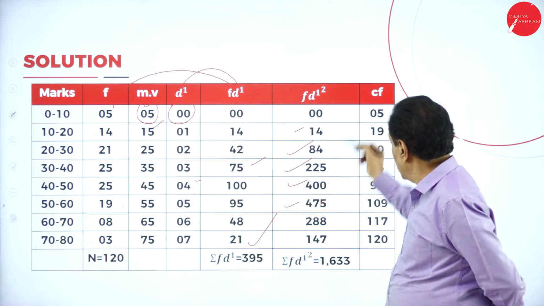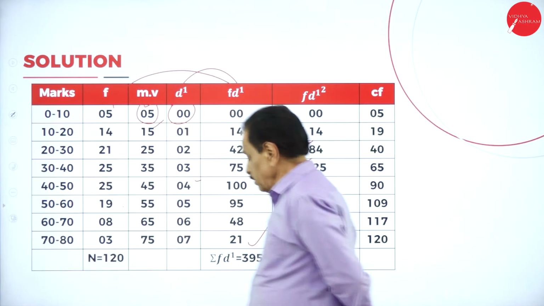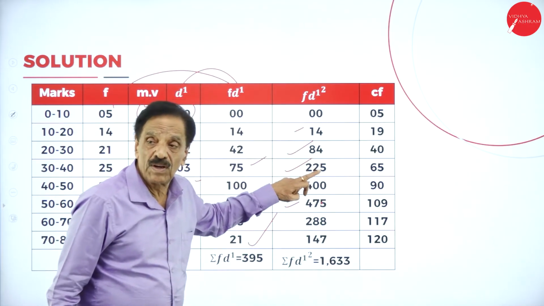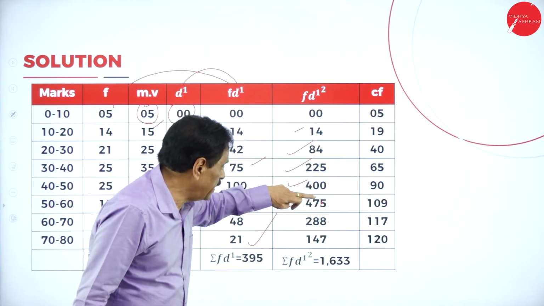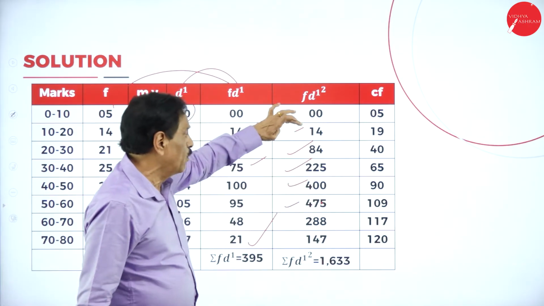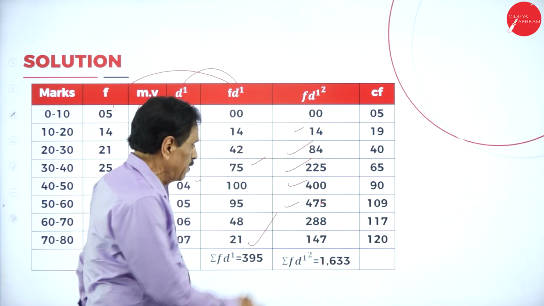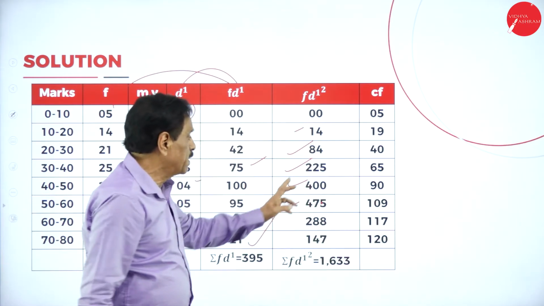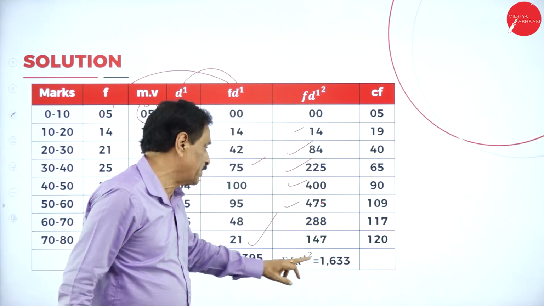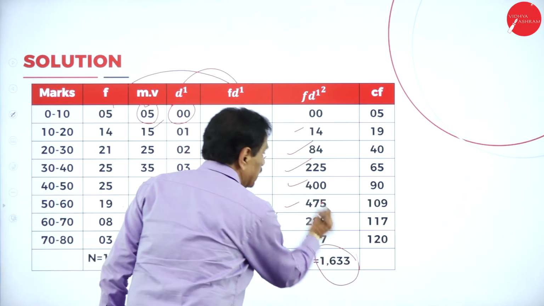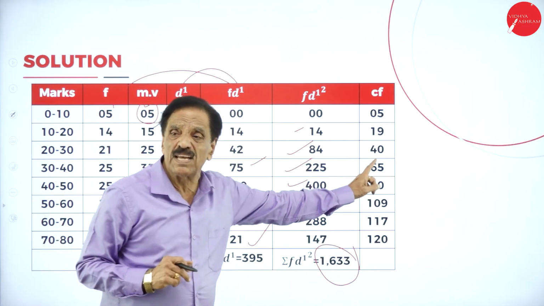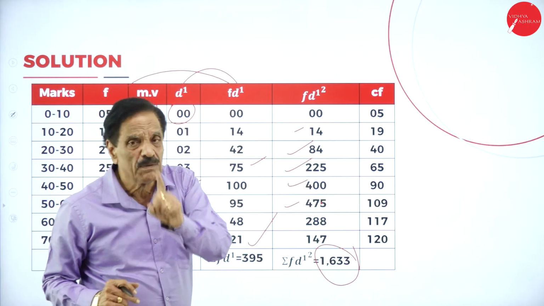If you add the figures, 4 plus 4, 8, 13, 18, 26, 33, 4, 12, 14, 21, 28, 33, 3 plus 2, 5, 9, 13, 15, say 1633.